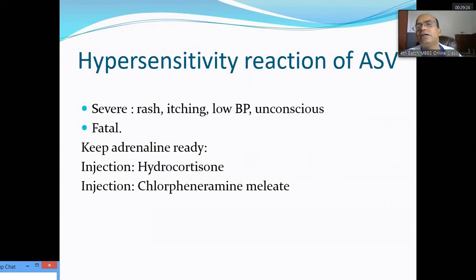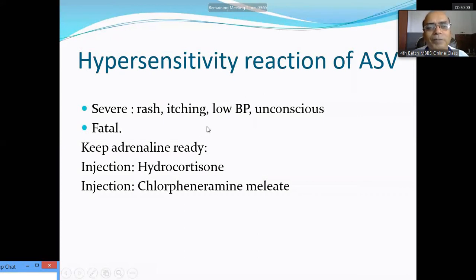Unconscious patient cannot complain about itching, even they cannot complain about rash. So you have to monitor the blood pressure and other vital signs like tachycardia. If there is unexplained drop in blood pressure, increasing tachycardia, patient may not complain about itching. You can observe the rashes in the skin. So you have to be very watchful to observe whether the patient is developing a rash or not.